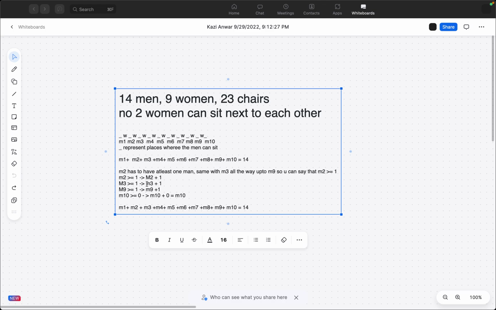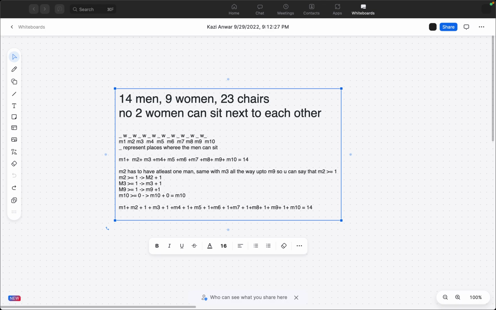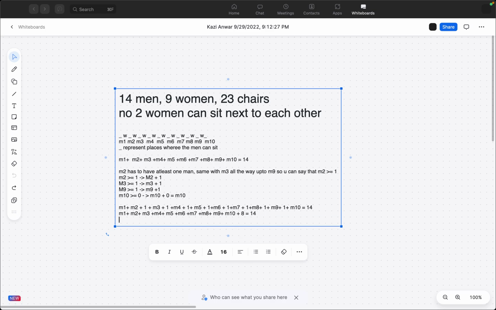Now, you add all of these into the expression. So it's not M2, it's M2 plus 1. It's not M3, it's M3 plus 1. So let's just add all of these inside the thing, because we have to, right? All of them have a plus 1 except M9. So after you add up all the pluses, it's going to be plus 8. So now you subtract 8 from both sides, and you get that this is equal to 6.